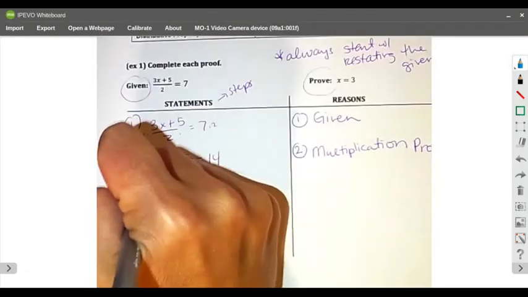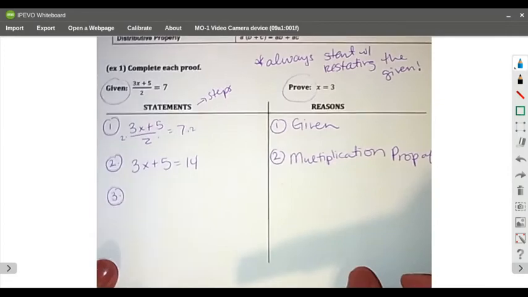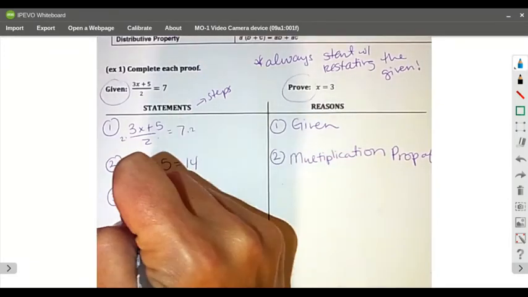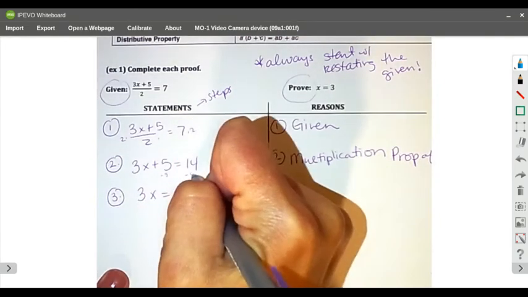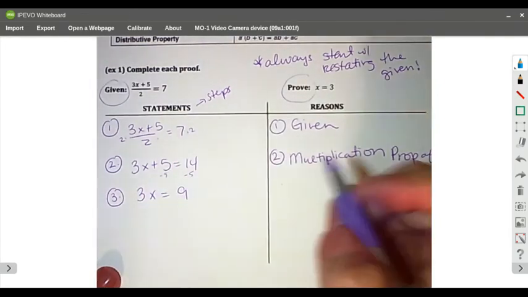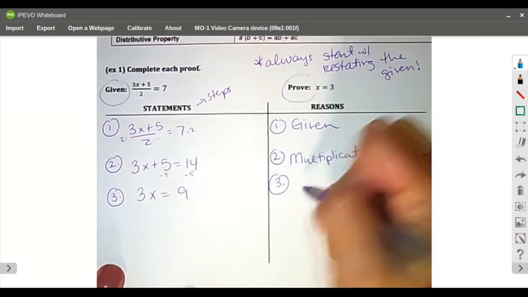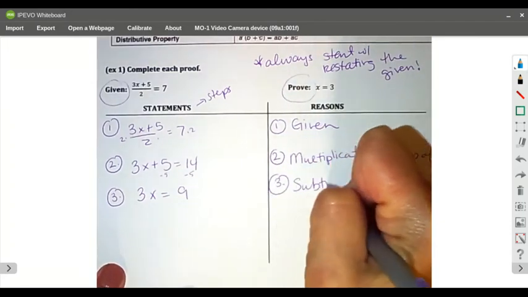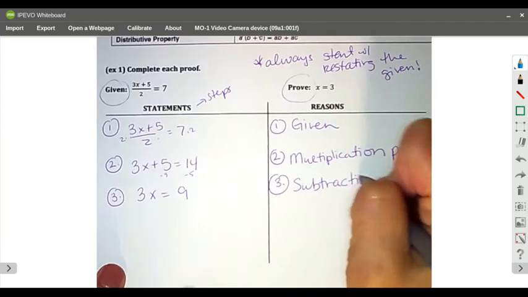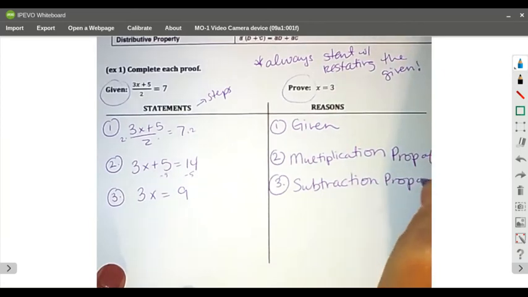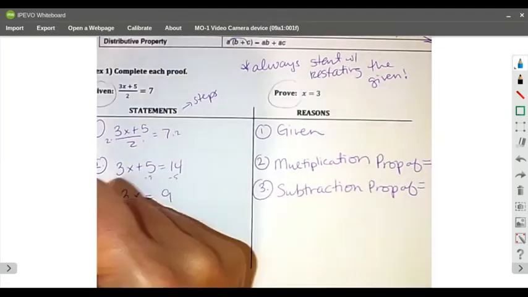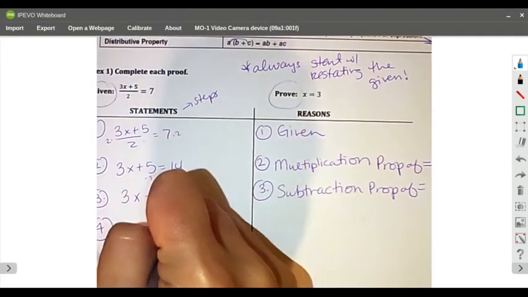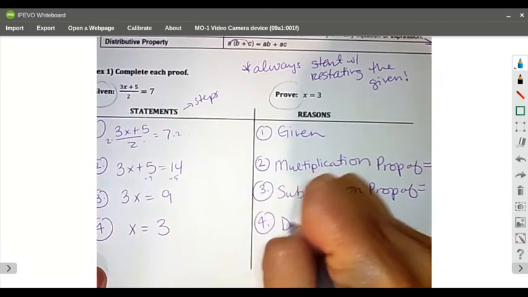Okay. Then think about what we would do next. If we were going to solve for x, we would subtract 5, right? So if I subtract 5 from both sides, I would end up with 3x equals 9. And again, if you want to show it small, you can, but you don't have to. I usually don't. So that would be subtraction property of equality because we subtracted the same thing from both sides. And then the last thing we would do is divide by 3, right? So lastly, we would get x equals 3, and that would be division property of equality.